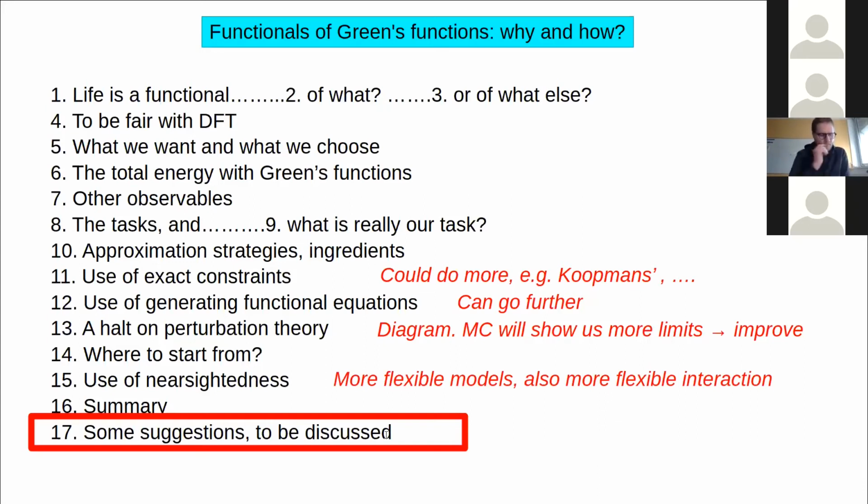And concerning the use of nearsightedness, I think this is an idea that we should import in the business of Green's functions. It will need more flexible models, maybe also more flexible interactions. Maybe we could also make a link to the range-separated Coulomb interactions following Andreas Savin and co-workers. And that is essentially what I wanted to tell you as a basis of discussion. Thank you for your attention.